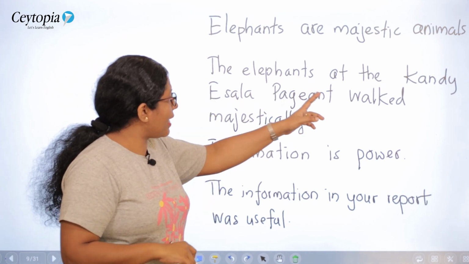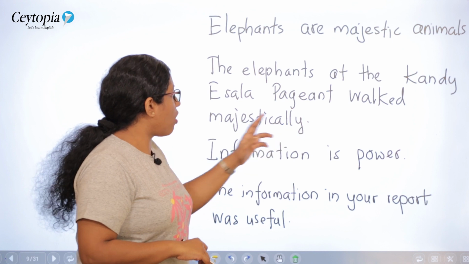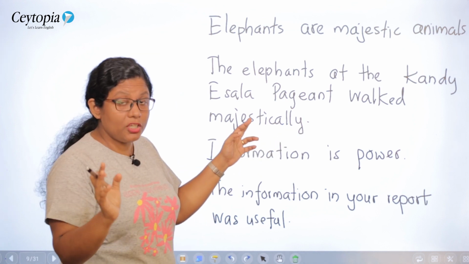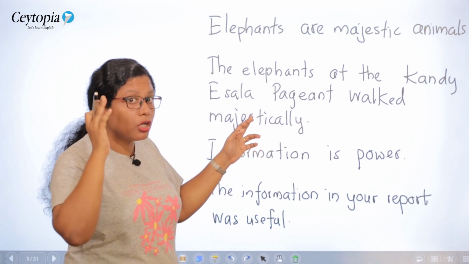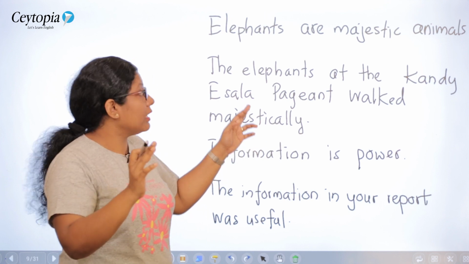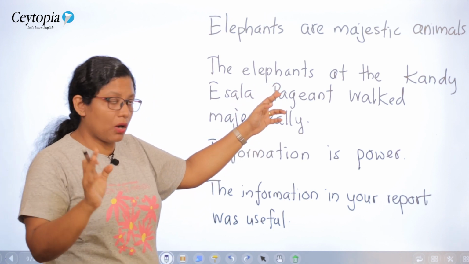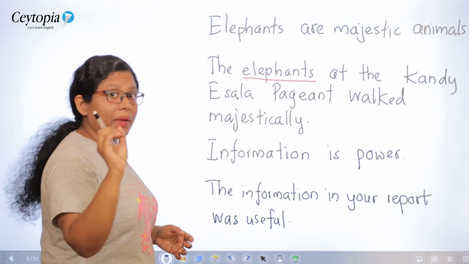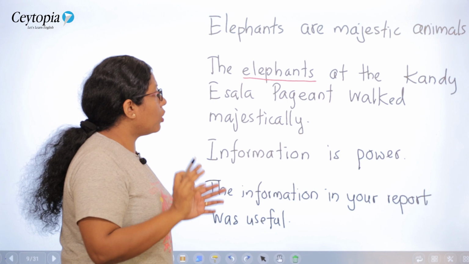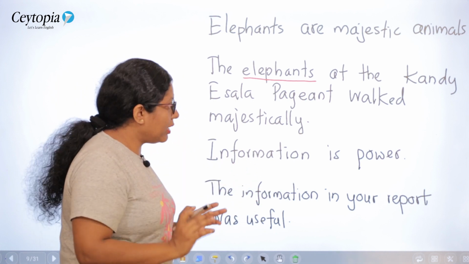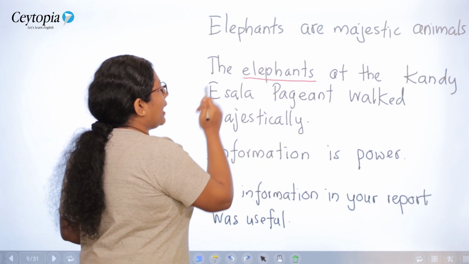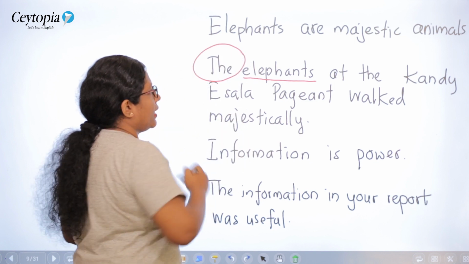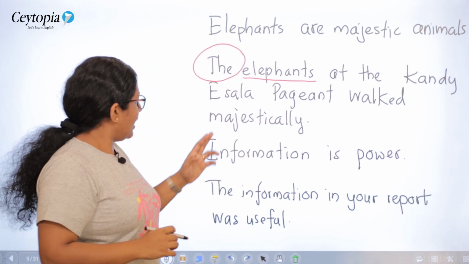The elephants at the Candy-Asala pageant walked majestically. There you are specifying the group of elephants again. Even though it is a plural noun here, elephants, the kind of elephants are special here. You are referring to only the elephants that walk at the Candy-Asala pageant. So, you say the elephants.